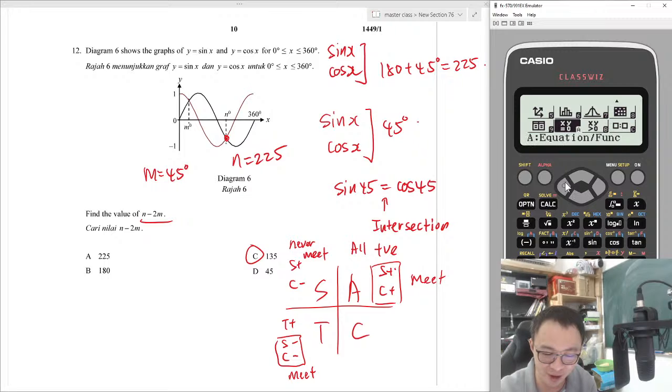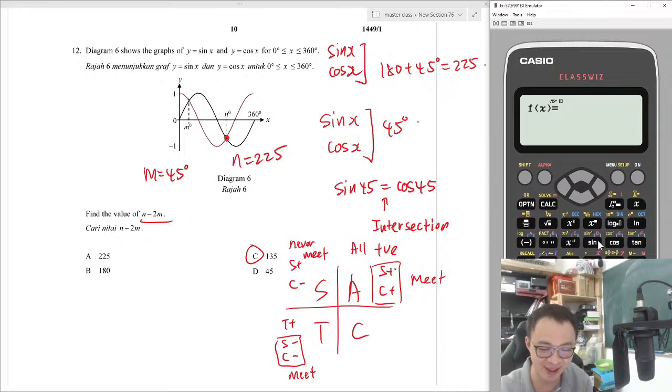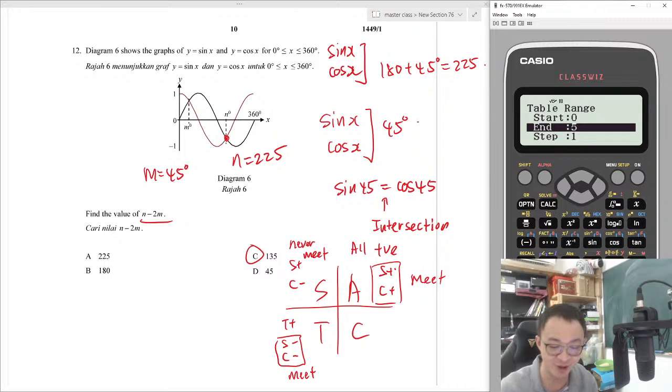You go to the table, and this one they ask about f(x), you type sine x, and then g(x), you type cos x. Basically, you want two graphs, sine x and cos x. And then I want to start from 0 and end at 360, because here it ends at 360. And the step means the gap between values, I use 45.